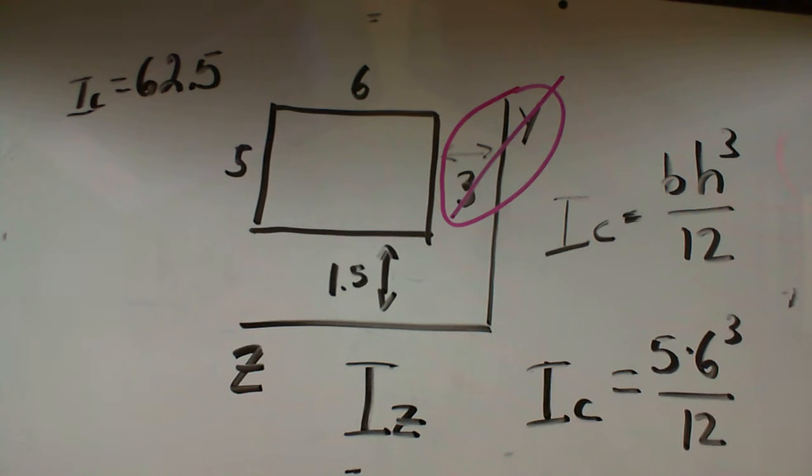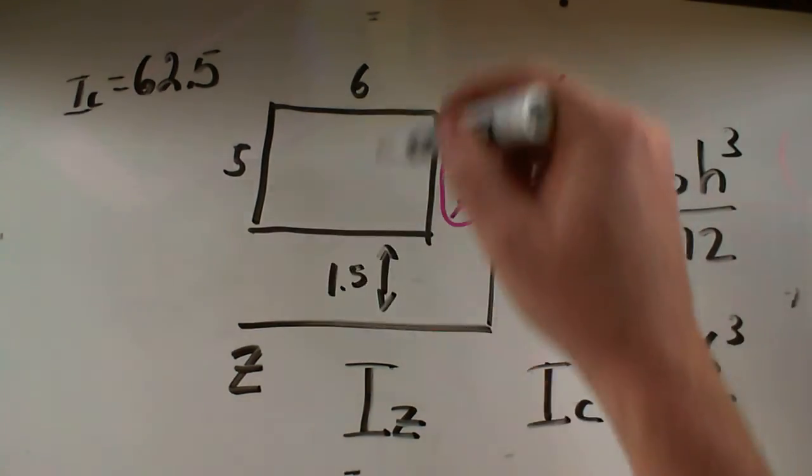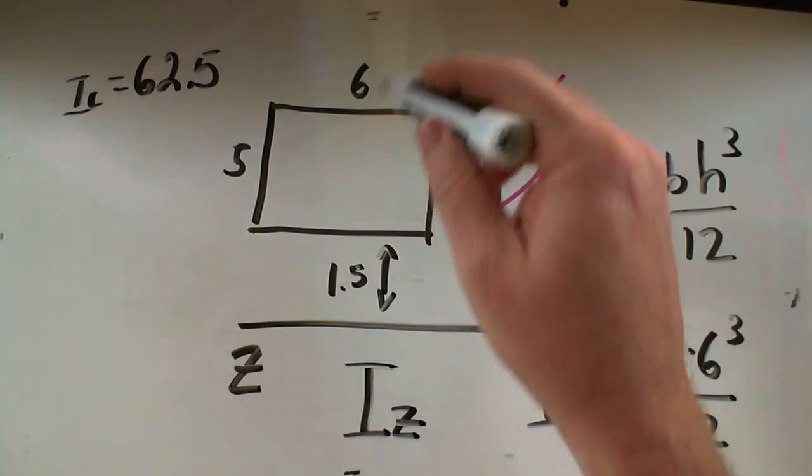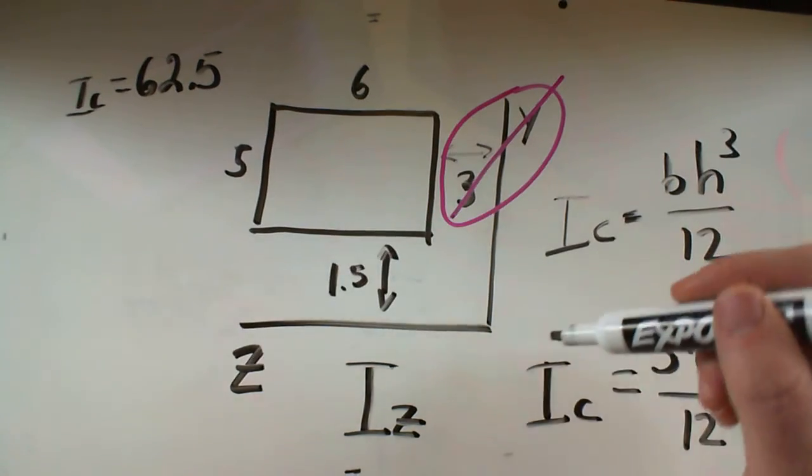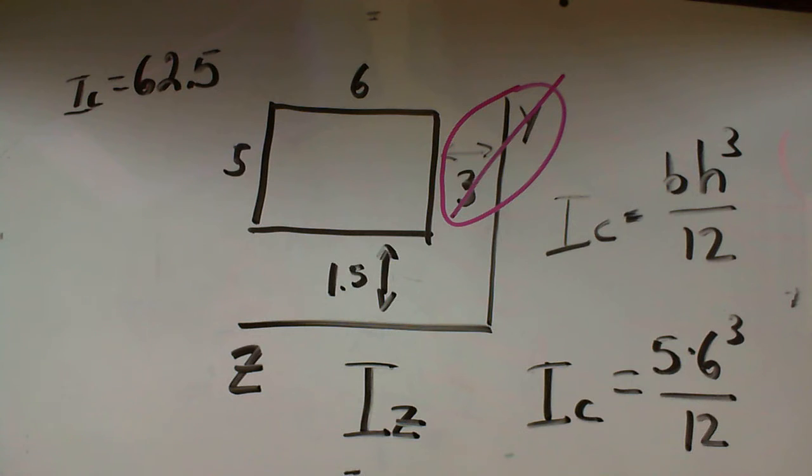The next thing we need to know is the distance. The distance is the distance of the centroid of the figure to the axis that we are looking for. So in this case, we find the centroid. Now remember, we're just talking about the z-axis, right? So this is the axis that we are concerned with.